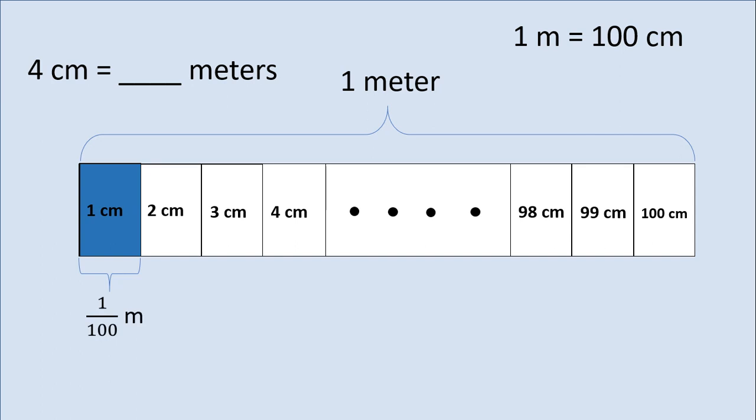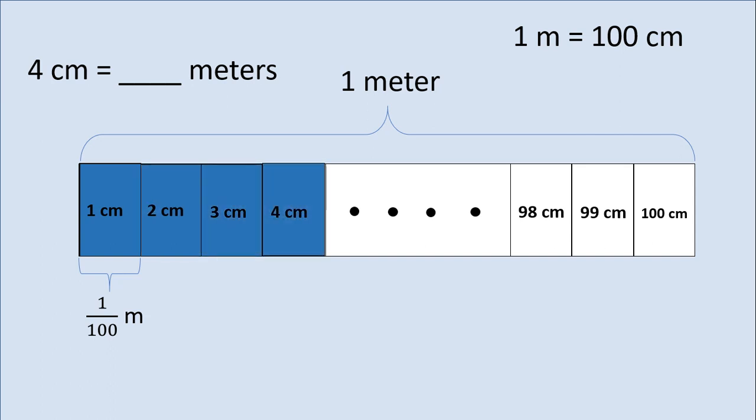But we don't want to know 1 centimeter, we're trying to find 4 centimeters. So two ways we can do this. We can either count 1/100th, 2/100th, 3/100th, 4/100th of a meter, or we can multiply 1/100th meters times 4 centimeters.